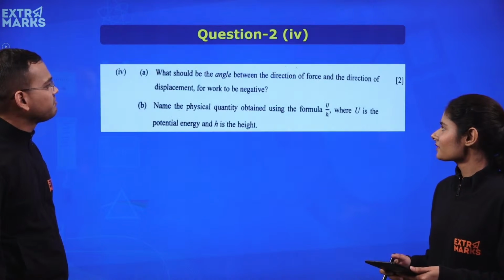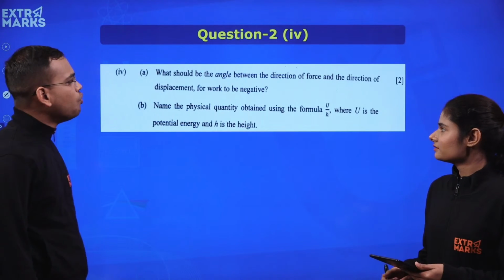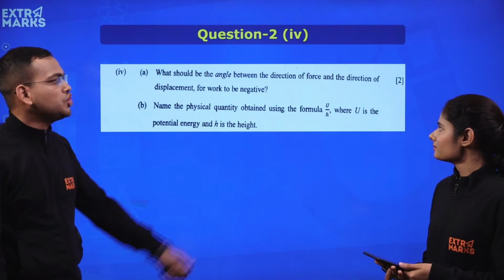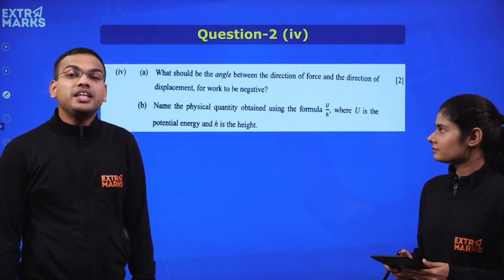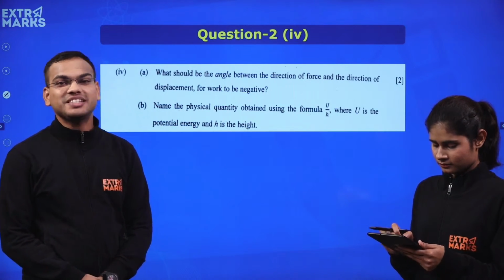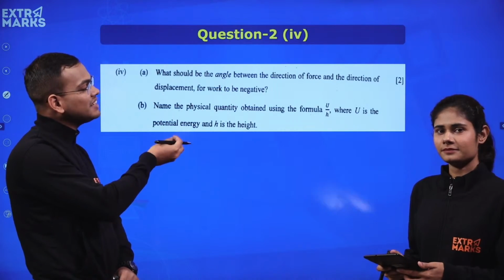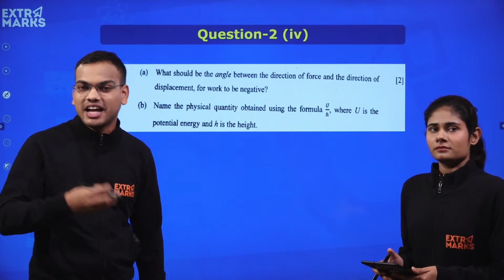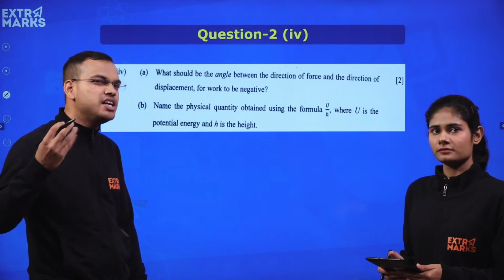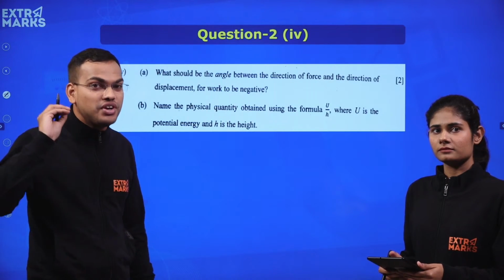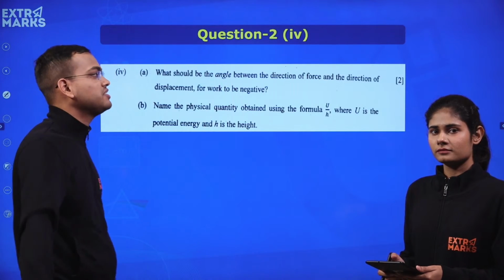So yeah, let's move on to the next question. What should be the angle between the direction of force and the direction of displacement for work to be negative? When will the work done be negative? We always keep this as a question. In fact, this is the topic: work is positive, negative, zero. We keep on focusing on it in the classroom as well, that these are important conditions which can be asked in the examination. These are favorite topics of the examiner.